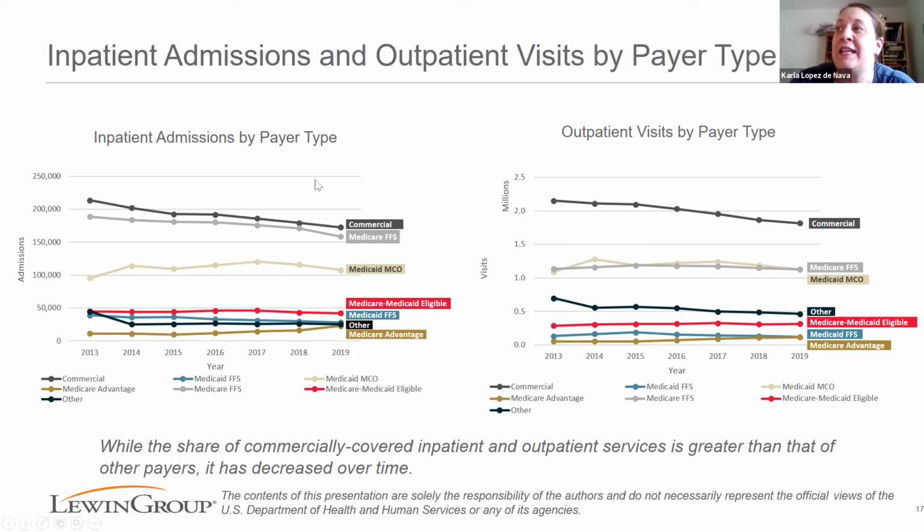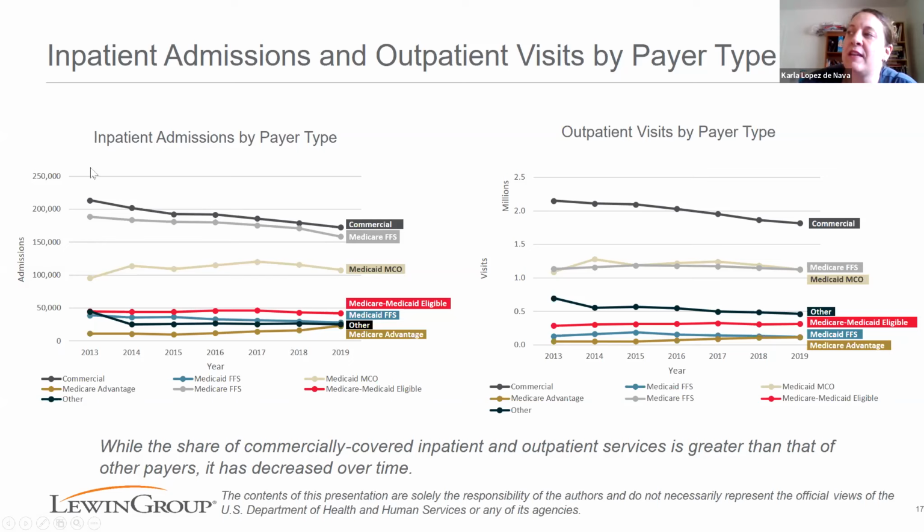We also observe the performance by payer, and here what you can see in these graphs is the inpatient admissions by payer type and the outpatient visits by payer type. And what you can see is that the biggest share of inpatient admissions is by beneficiaries that are covered by commercial insurance, and the smallest is by Medicare Advantage. And the same thing applies to outpatient care.